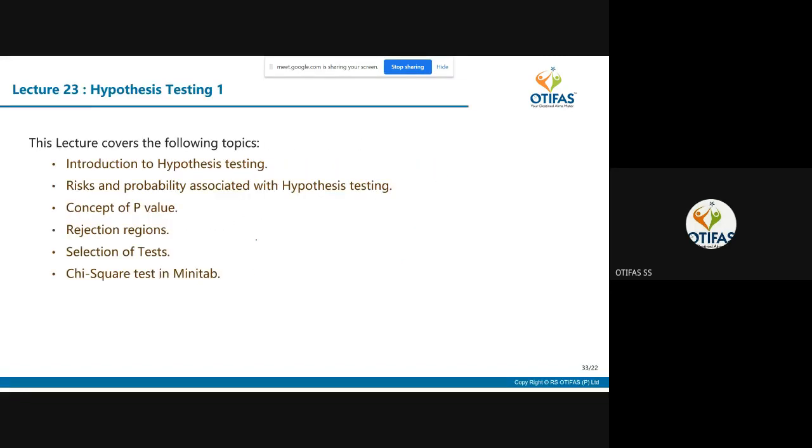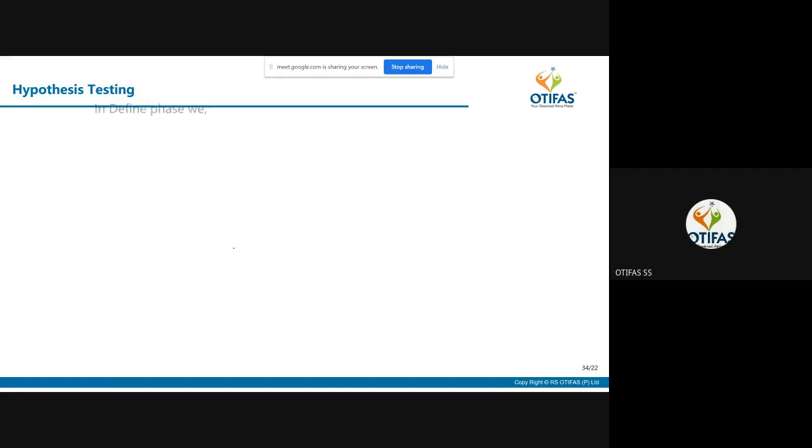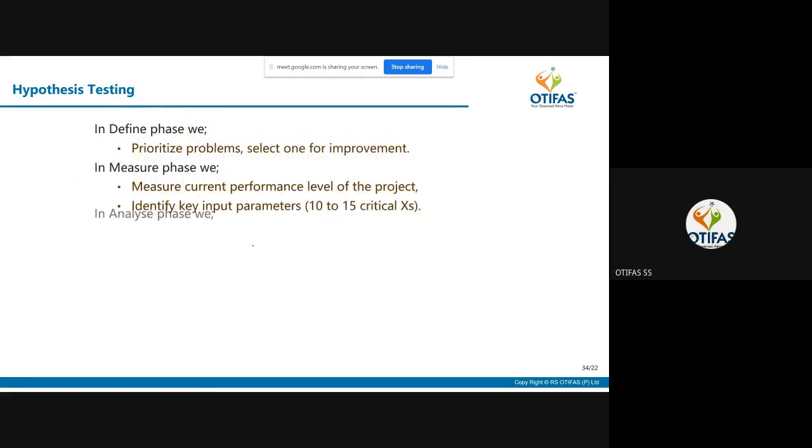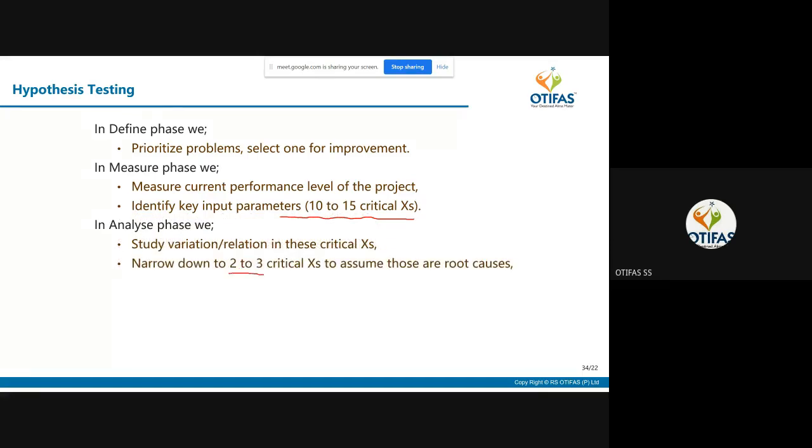Now I said hypothesis testing. I'll cover just where hypothesis testing is used. For example, in the define phase, we prioritize the problem and select one for improvement. In the measure phase, we found various causes, 10 to 15 causes. In the analyze phase, out of these 10-15 causes, with the data analysis, you found that these two or three can be the root cause.